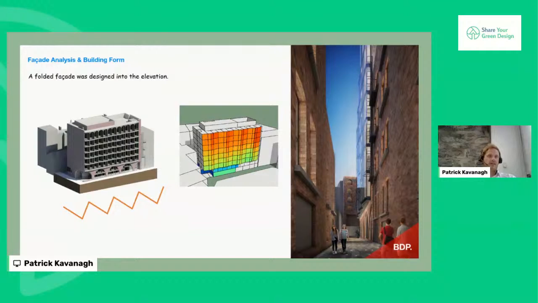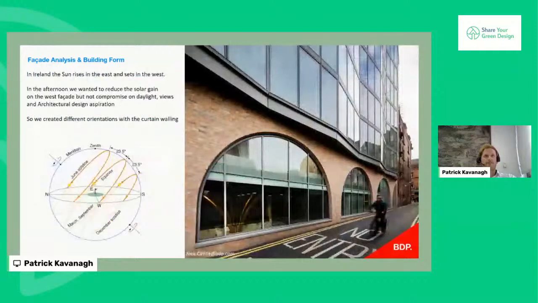When we looked at different analyses, the most straightforward approach for a facade is just a straight flat facade, but we looked at different options for how we could create something unique. What we do know is that in Ireland, the sun rises in the east and sets in the west. So in the afternoon, this being a west facing elevation, we knew there was going to be a lot of solar gain, and we wanted to reduce this on the west facade, but equally not compromise on the room quality, daylight, views out to the city and the architectural design aspiration.